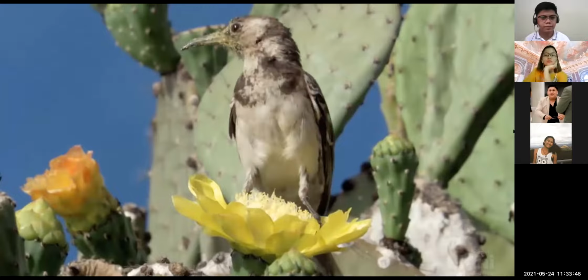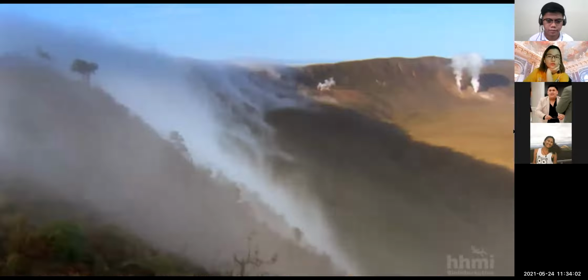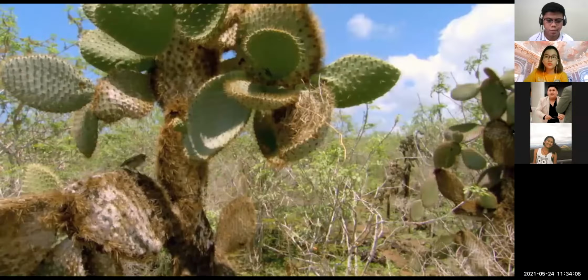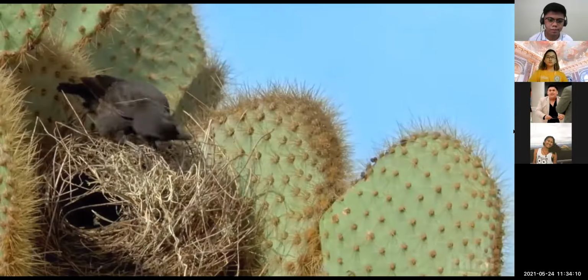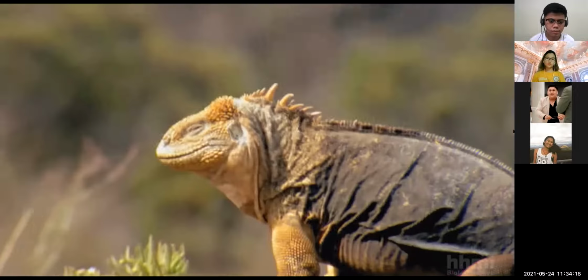The birds live in diverse habitats. The islands are very different from each other. They differ in size, they differ in topography, and in height. Larger trees grow at higher elevations, while low islands have mostly cactus, grasses, and shrubs. In these diverse habitats, the finches have evolved many ways to survive.